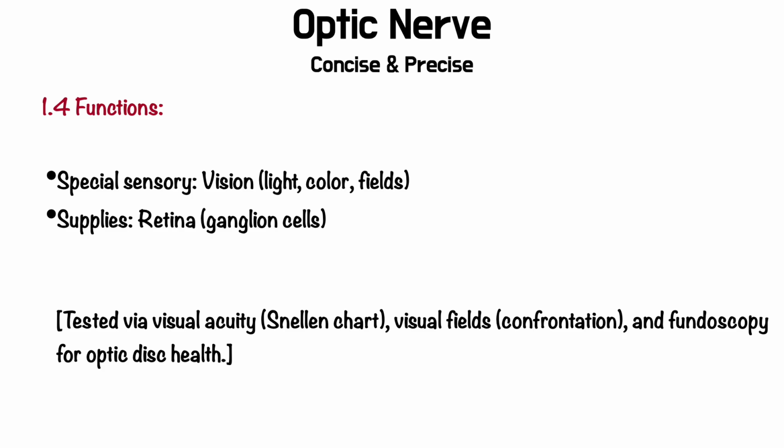And the testing of the optic nerve is done via different things. If it is the testing for visual acuity, we do the Snellen chart, and visual fields by the confrontation method, and fundoscopy for optic disc health, right? So let's begin the lesions.